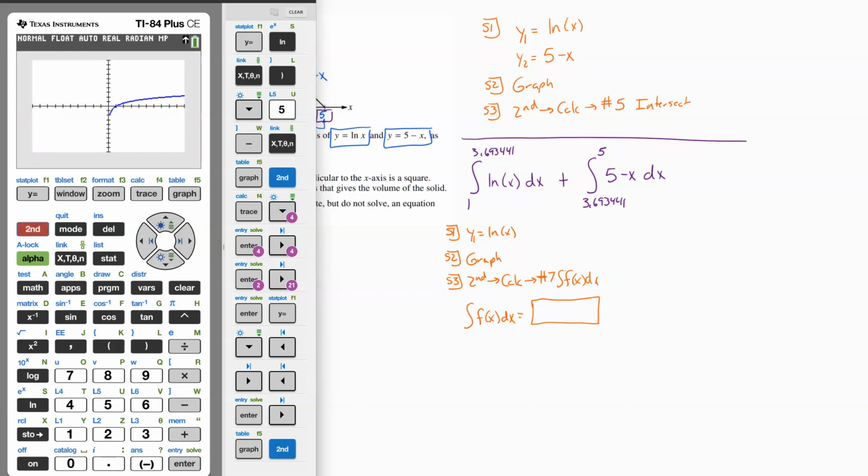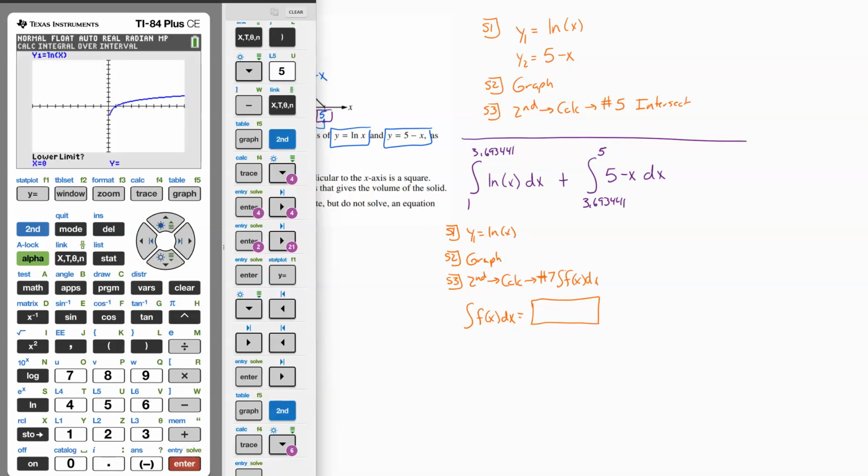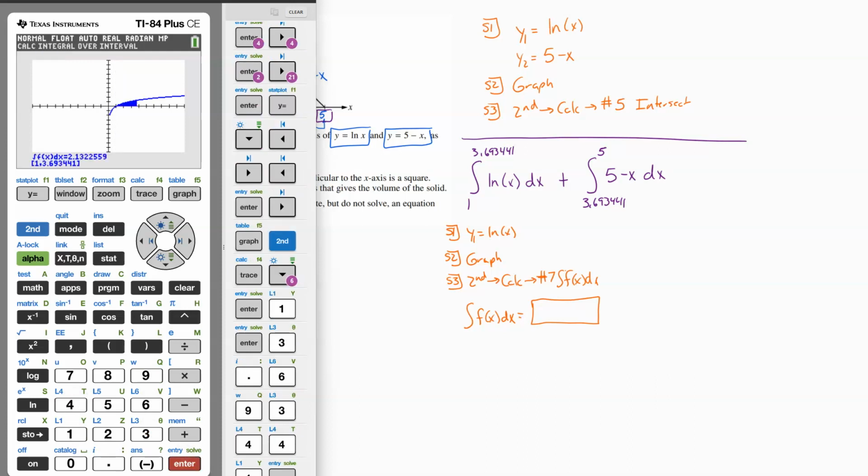So we'll hit second, choose that calc menu, the button above trace at the very top, and then this time we want the number 7 option, integral of f of x dx. We hit enter on that, and now it's going to ask us some new questions. At the bottom of the screen, it wants the lower limit. The lower limit is our lower bound, so that's going to be 1. Type in 1, hit enter. It'll now ask you for the upper limit. The upper limit is our upper bound, which is that number we found. So this would be 3.693441. Type that in and hit enter. And now at the bottom of the screen, we can see that we've got our answer here.